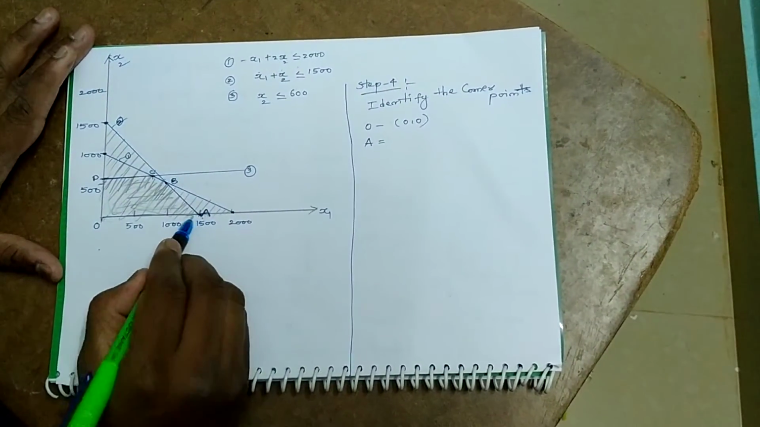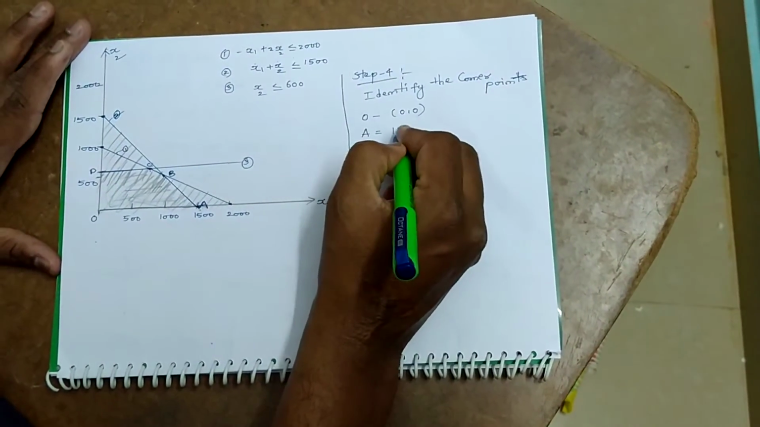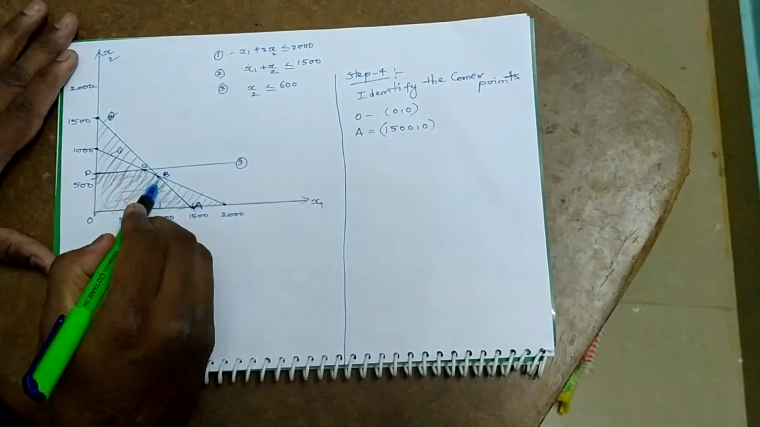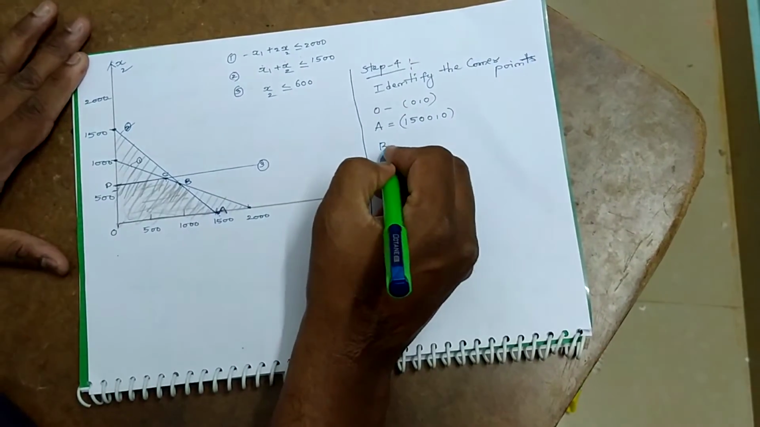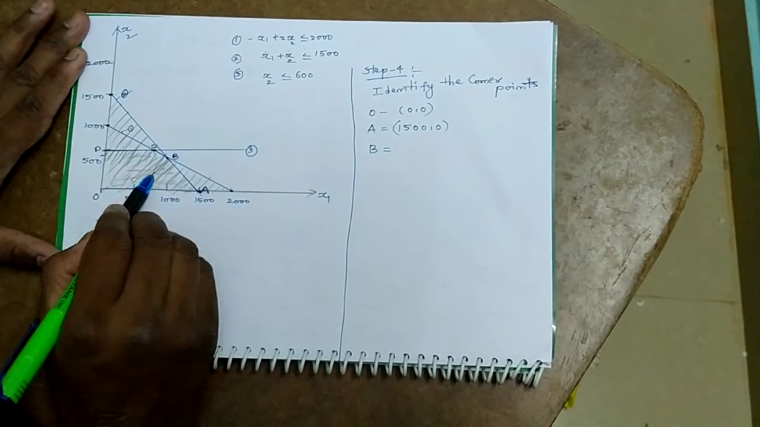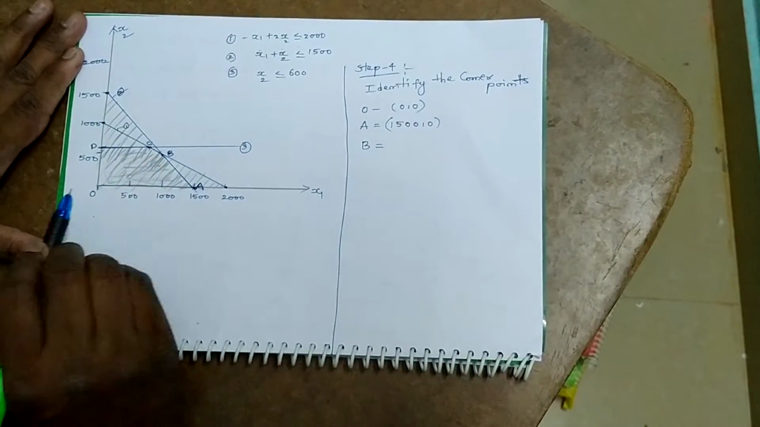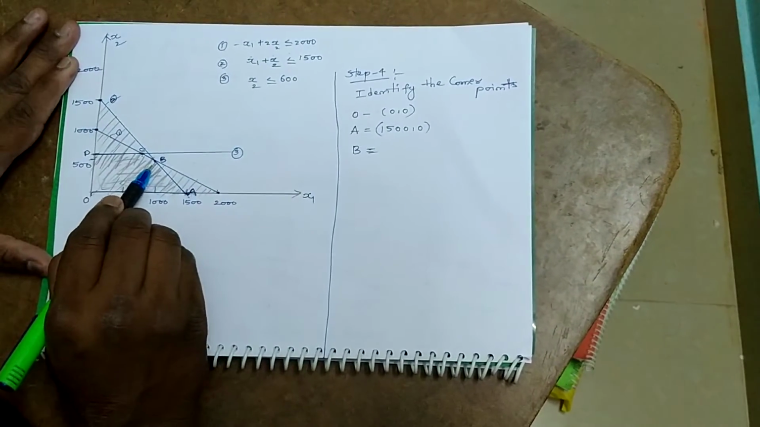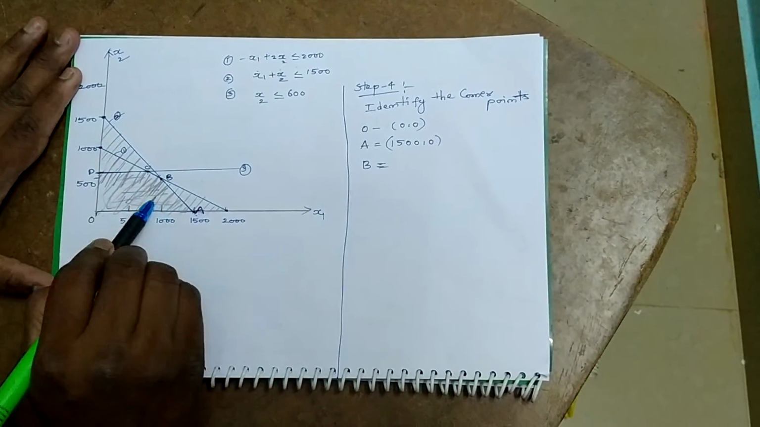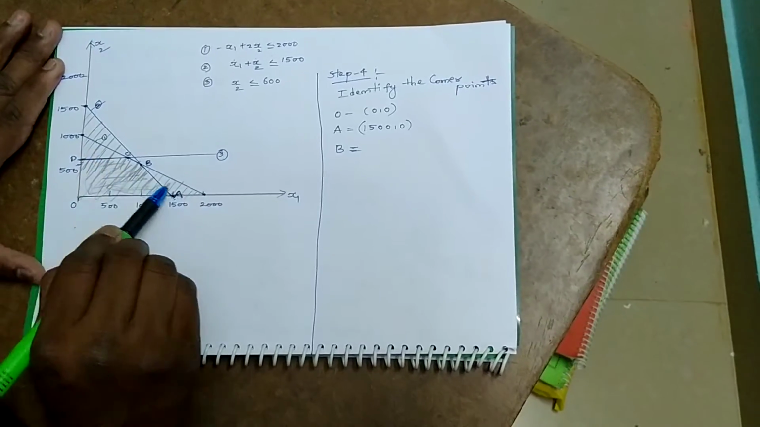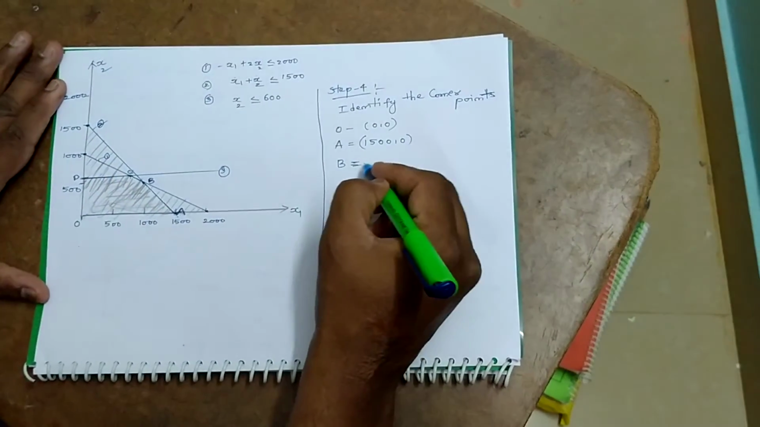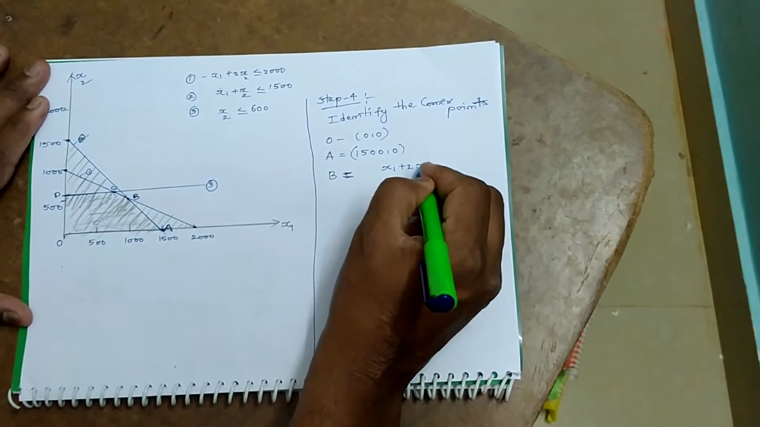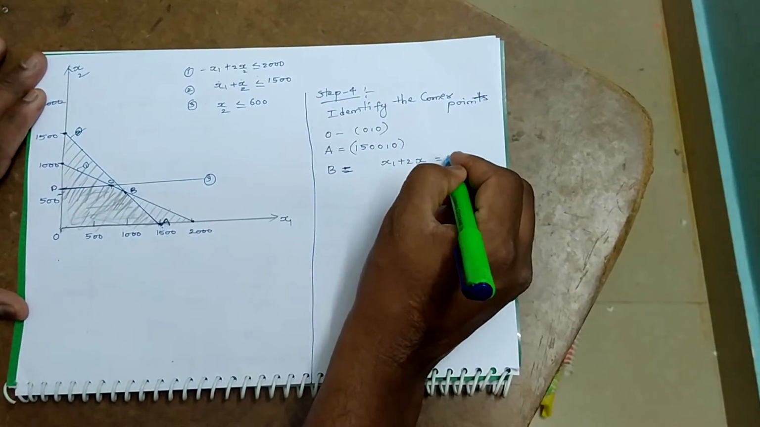What is the coordinate of A? (1500, 0). It's simple coordinate geometry, right? B is a corner point. What are the coordinates of B? We need to find out. Corner point B is obtained by the intersection of two lines. What are the two lines? Line 1 and line 2. Line 1 is x1 plus 2x2 is equal to 2000.